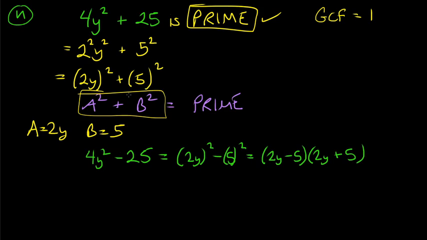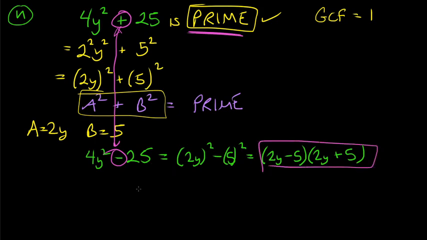But that's not the problem. The problem had a plus sign. This has a minus sign. There's a big difference between adding and subtracting. Even though that's the only difference between these two, it's a big difference, because with the plus, it's prime. With the minus, it would be factorable. Got it? Okay, so that's part N.